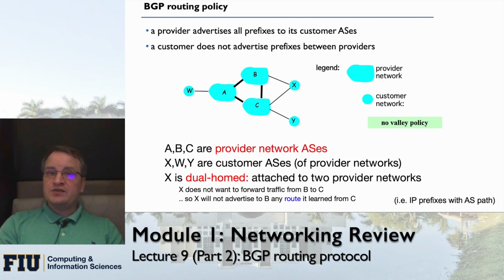However, X will only be allowed to announce to B the routes it learned from its customer. The policy prevents X from telling B that it can reach A through C. Technically it's a valid announcement that it can make, but this no-valley policy, the economic model of this policy, prevents X from doing this.